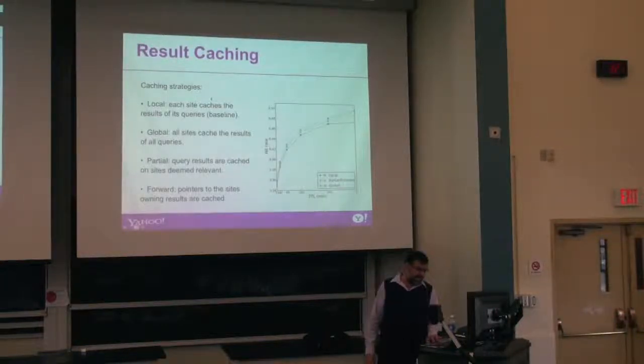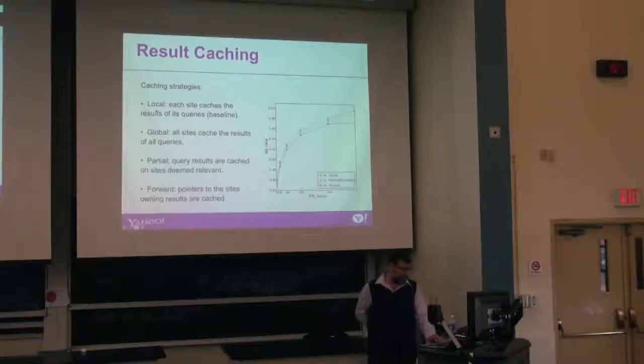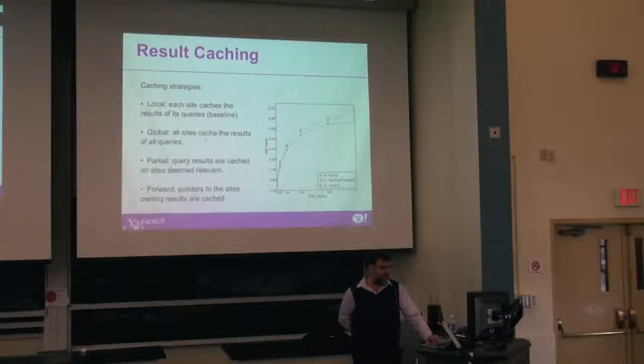So what about results caching? Well, we can have basically 4 different caching strategies. We can have a local one, so each site caches its own local results. That was the baseline, the simple one. Global: all sites cache the results of all queries. This will be better, but not so efficient in the use of space.